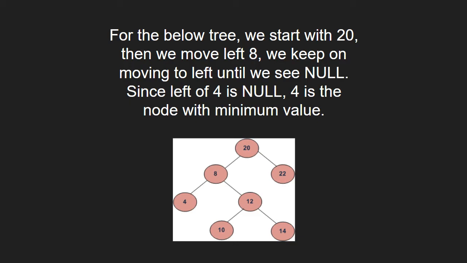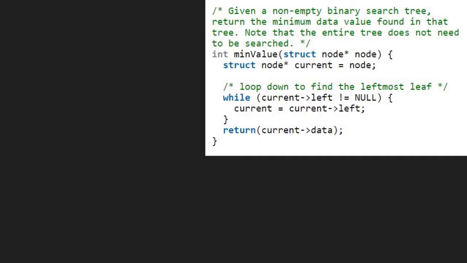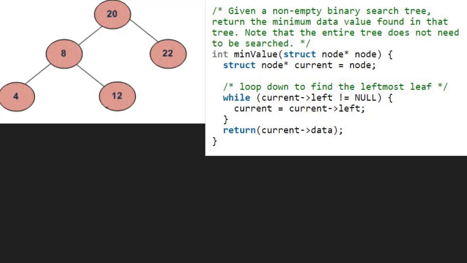Now let us see the algorithm. Let us also have a sample tree to test our algorithm. We pass the root node, which is 20, to min value function. So node will point to 20. We take a new node current and assign it to node. So current will also point to 20.